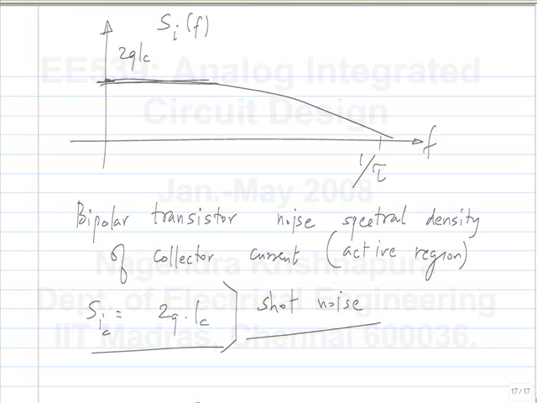So we'll continue this tomorrow, but the noise in the subthreshold region of a MOS transistor turns out to be similar to this. It is 2Q times the average current flowing through the drain.